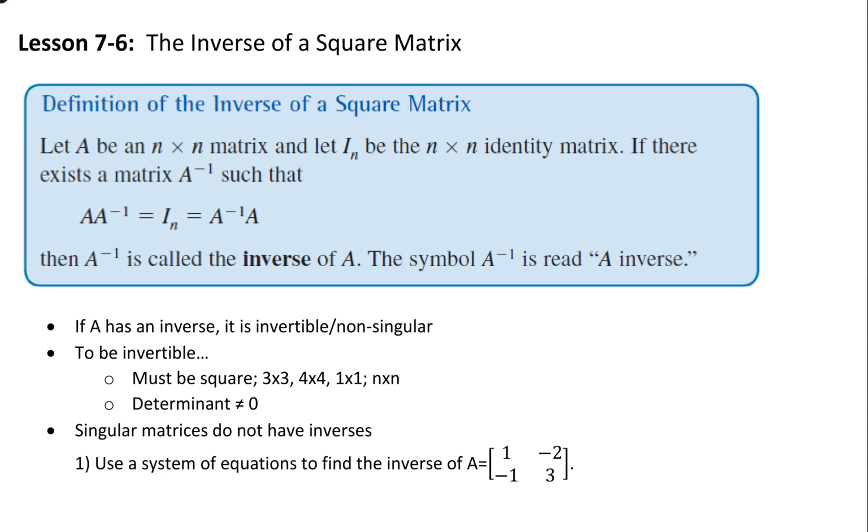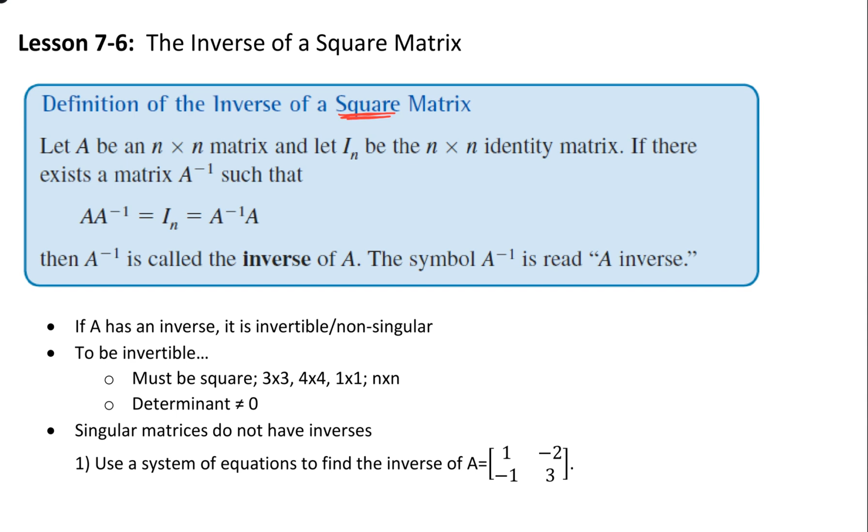Before we get started with examples, we need to understand what an inverse of a square matrix is. First of all, we have the term square matrix. So we know that it has to be in a square format. It has to be 2 by 2, 3 by 3, 4 by 4, or up to n by n.